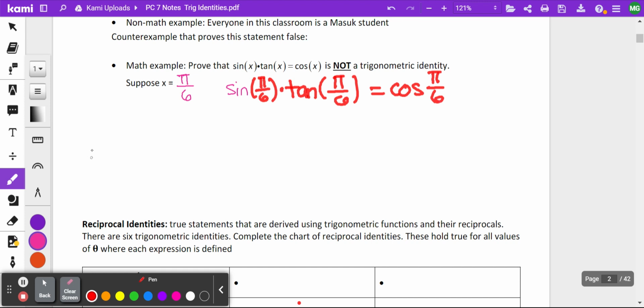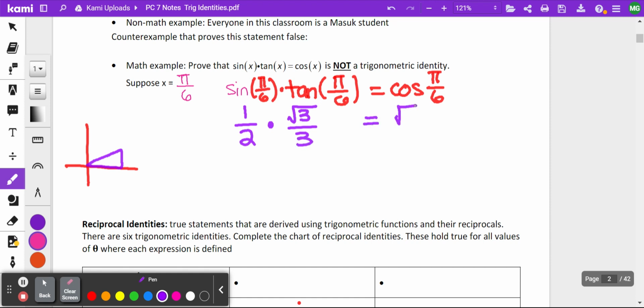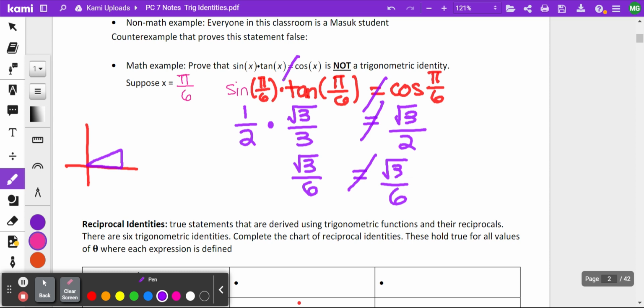Of course, the sine of pi over 6, maybe you're thinking of the unit circle. We're looking at this triangle right here. The sine of pi over 6 is 1/2. The tangent of pi over 6, remember, rationalize the denominator, is root 3 over 3. And the cosine of pi over 6 is root 3 over 2. Well, if we multiply this together, we get root 3 over 6 equals root 3 over 2. And of course, that is not true. So that means that this trig identity was not actually an identity.